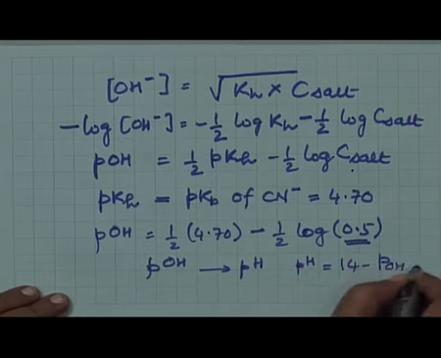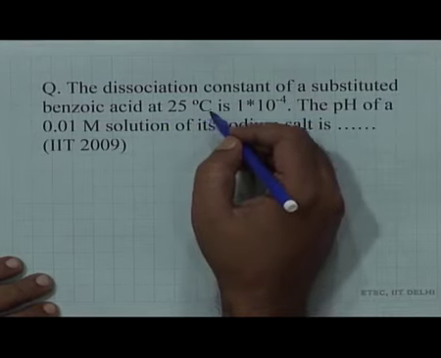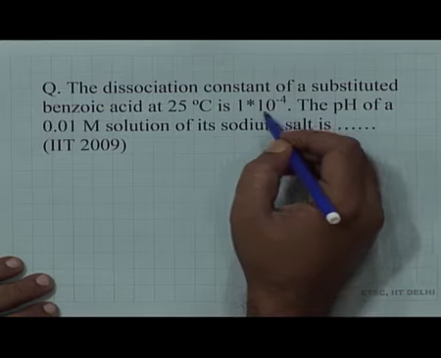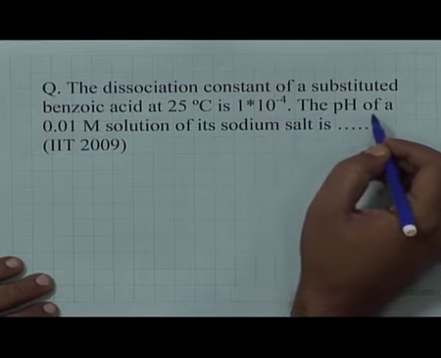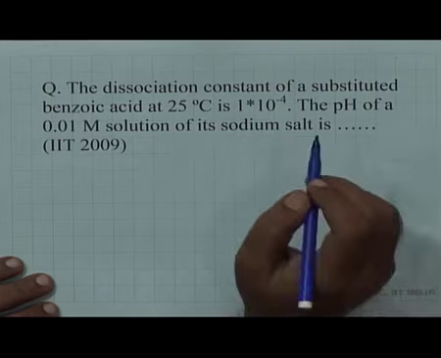Next question is this: the dissociation constant of a substituted benzoic acid at 25 degrees Celsius is 1 into 10 to the power minus 4. pH of a 0.01 molar solution of its sodium salt is. Again, dissociation constant of a substituted benzoic acid is given. It means that this is a salt. What we are dealing with is sodium salt of a weak acid. And weak acid here is substituted benzoic acid.